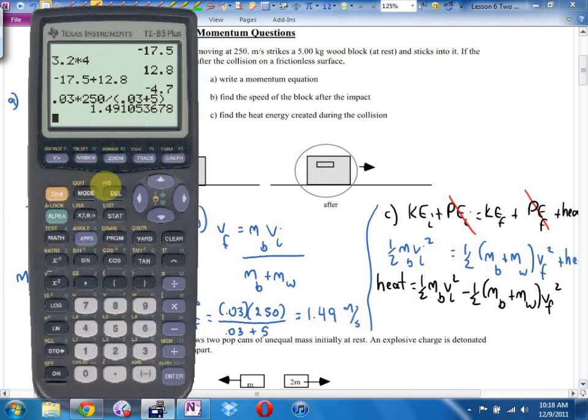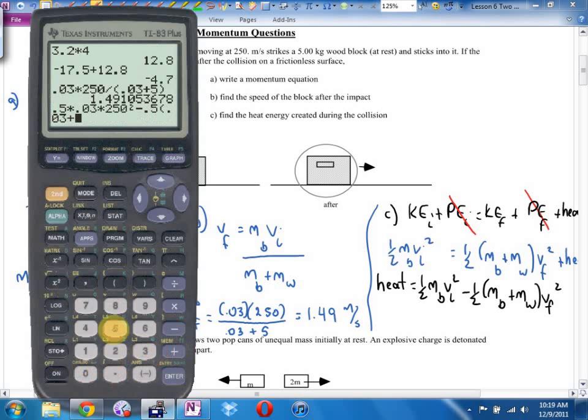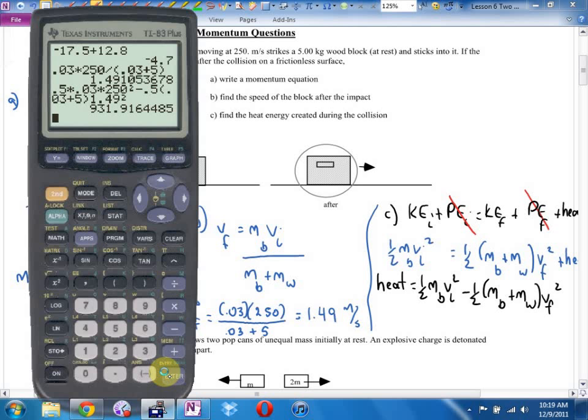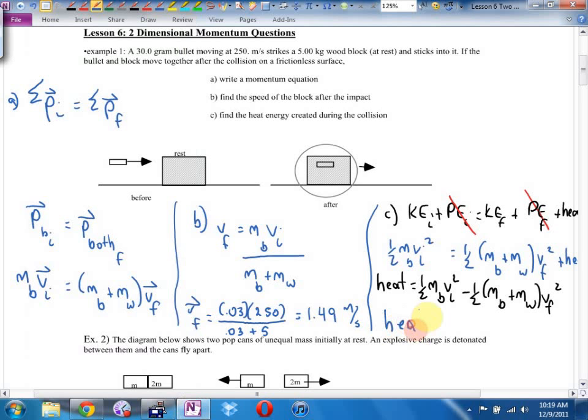0.5 times mass of the bullet, which was 0.03, times initial velocity, 0.03, Mr. Dueck, times initial velocity 250 squared, minus 0.5 bracket mass of the bullet plus mass of the block times V final squared, you get 932 joules of heat. Heat equals 932 joules.